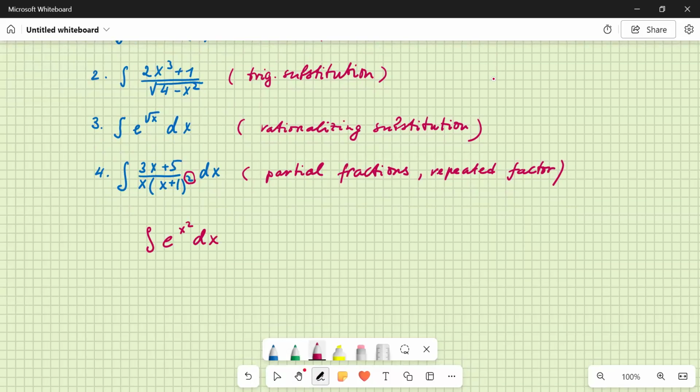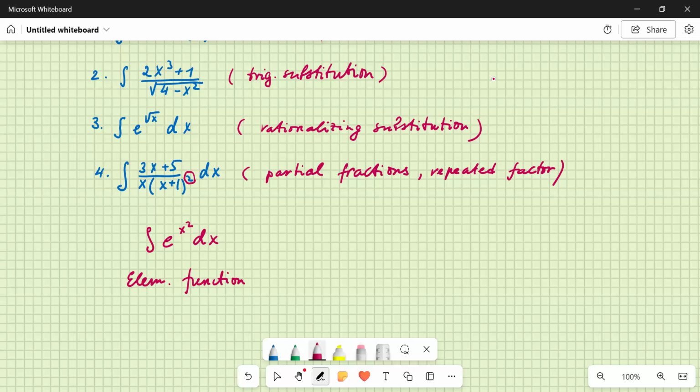Not all elementary functions can be integrated into an elementary function. So the antiderivative is going to exist for this one, but it's not going to be an elementary function. Let's talk about what an elementary function is. An elementary function is going to be any of the functions we learned in this class so far.